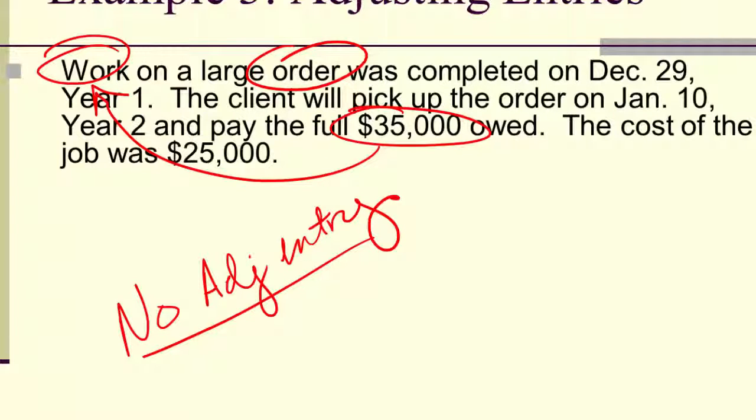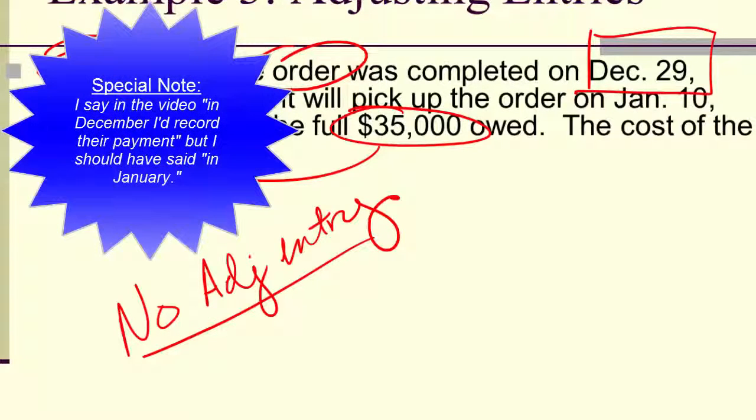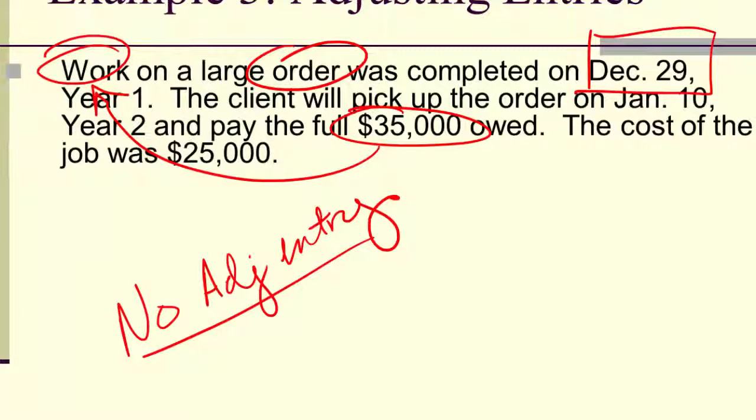I would record the whole thing as a normal entry on December 29th. In January, I'd record their payment and get rid of the accounts receivable, and I'd be finished. So there's no adjusting entry because I would do it as a normal entry back when I got the work done. Let's go ahead and stop here.